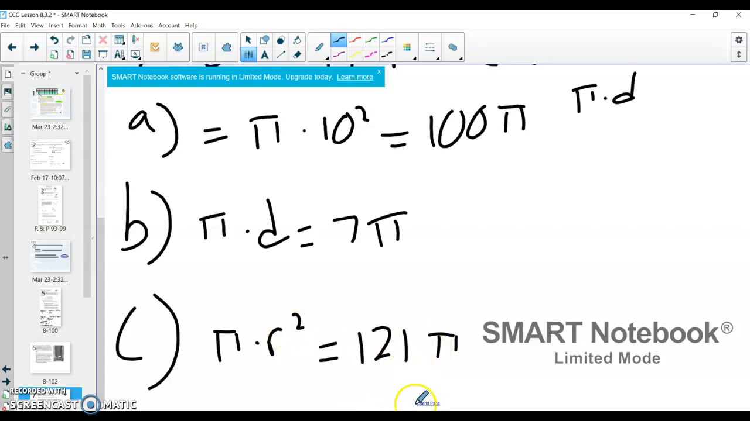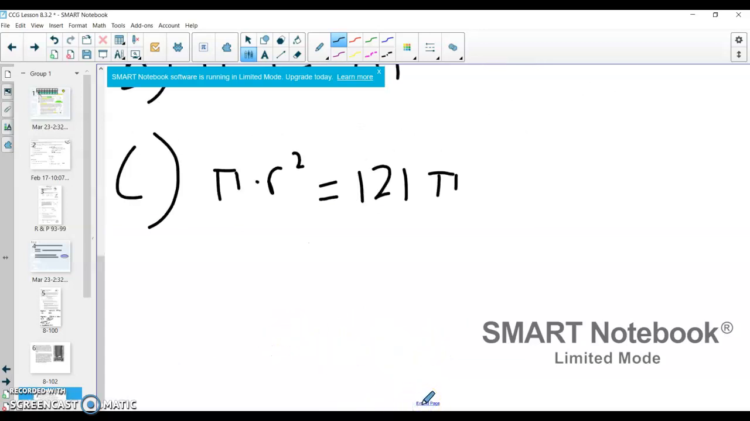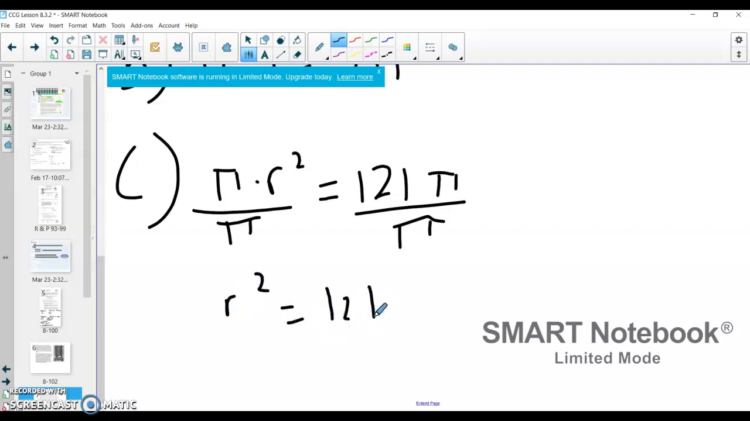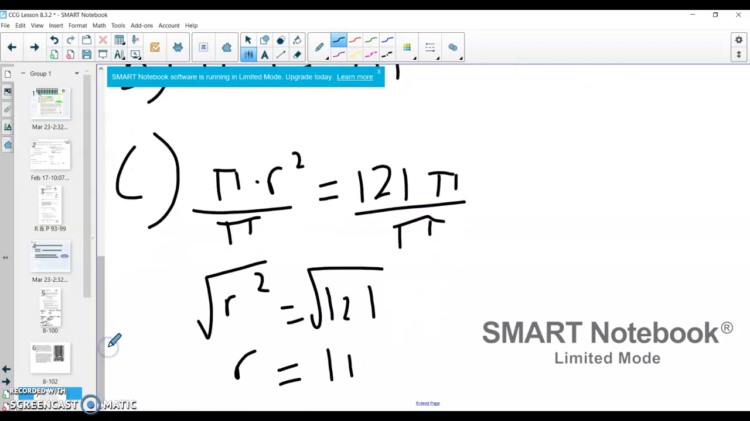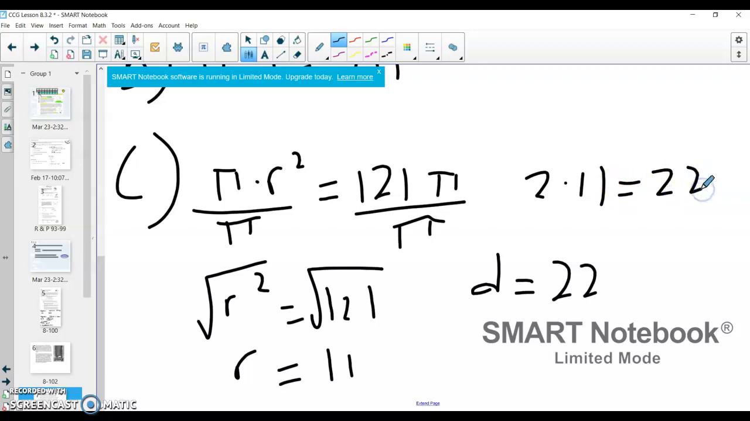All right, now we can solve this equation for r by just doing some algebra. So I can divide both sides by pi, and I just get r squared equals 121. To get rid of the squaring, you take a square root, and you just get that r is equal to 11. All right, but we're not looking for radius. We're looking for what is the diameter. Well, the diameter is always 2 times the radius, and so our diameter for this problem is going to be 22, because 2 times 11, our radius, is equal to 22.